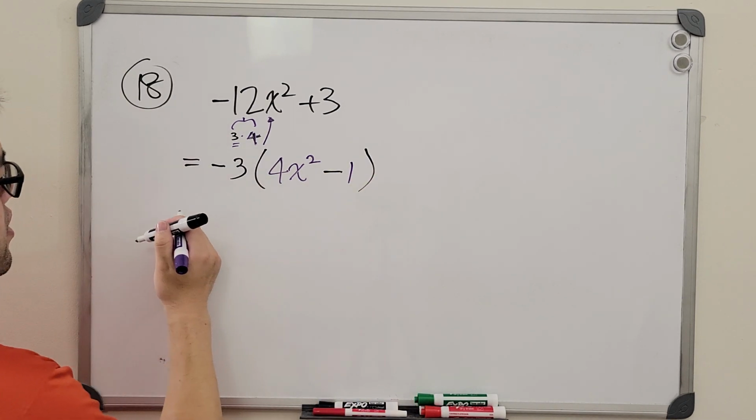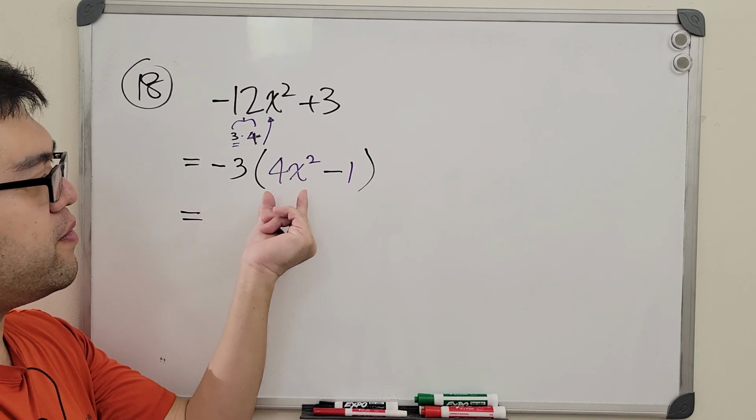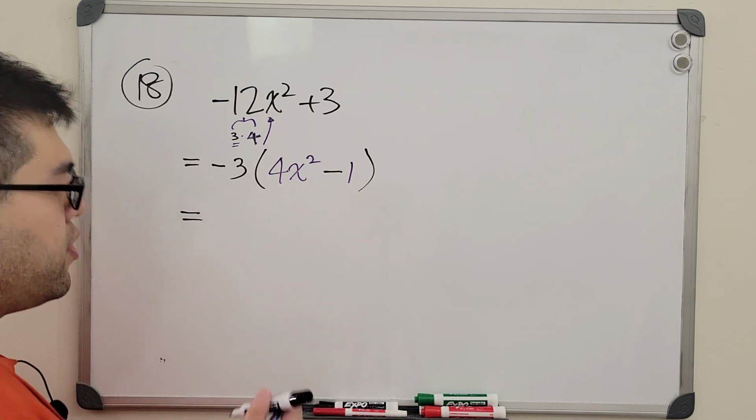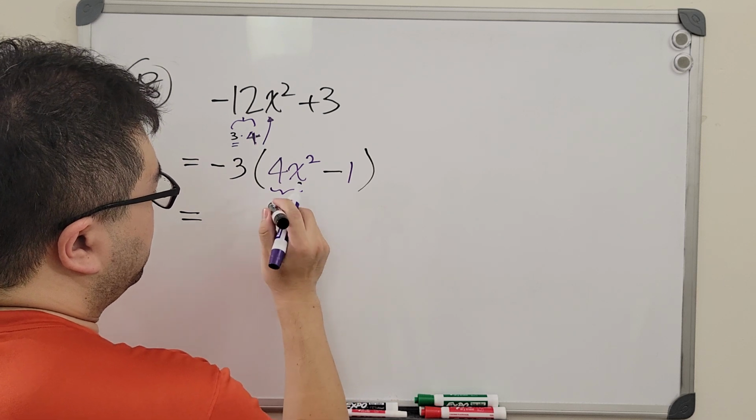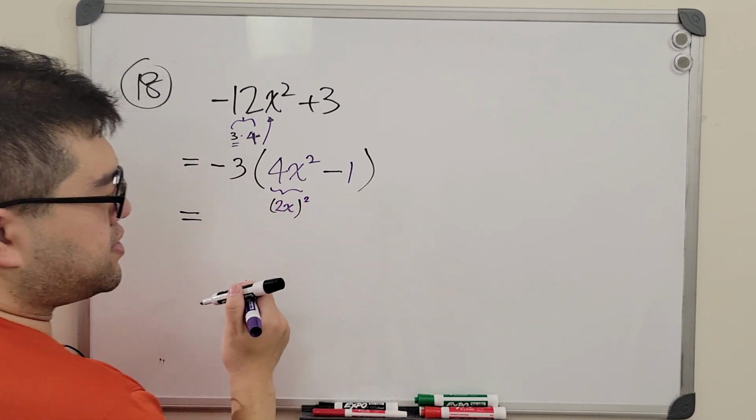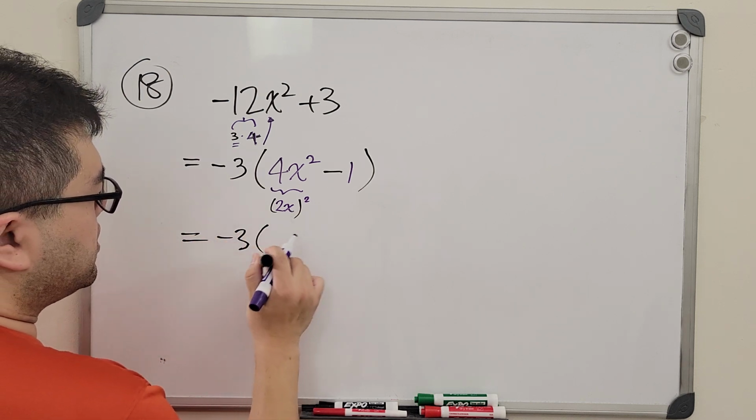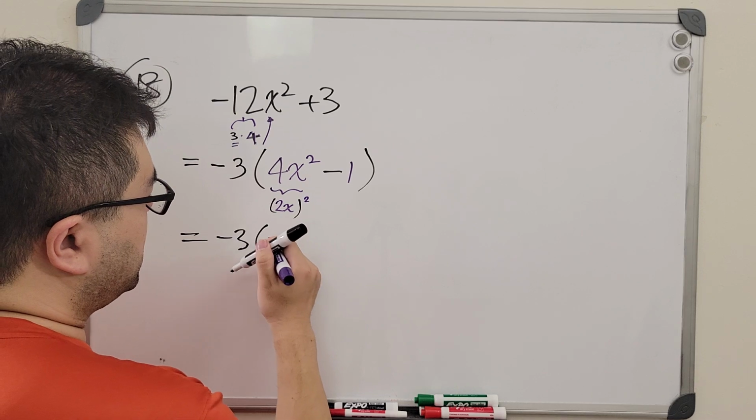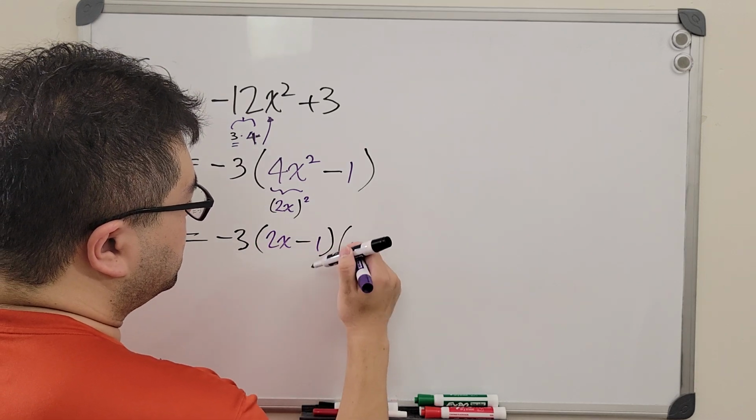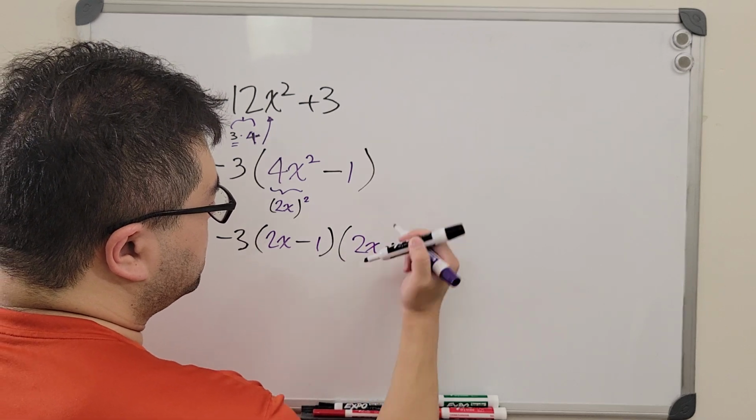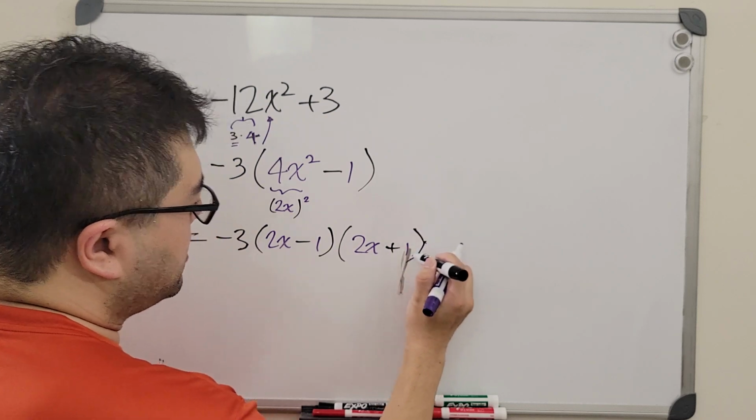So in fact, now as we factor this way, we still end up with the form a squared minus b squared, where of course in this case our a squared becomes the square of 2x. So if we use the formula, we get negative 3 times the quantity 2x minus 1 times 2x plus 1. And that is our answer.